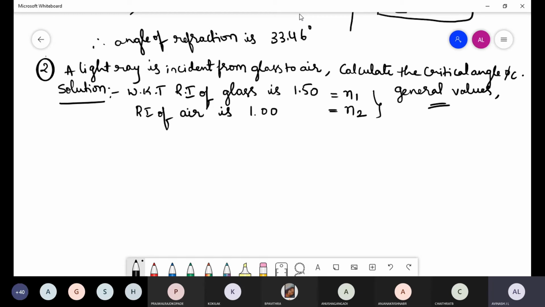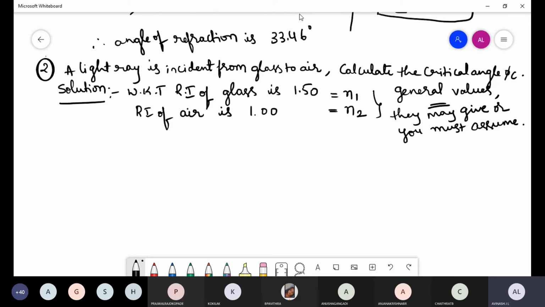They may give or you must assume. Write down: they may give or you must assume. If they are not given, you must assume. And don't think that this question is not complete and they will give grace marks. No. So we know the refractive index of glass is 1.50 and the refractive index of air is 1.00.